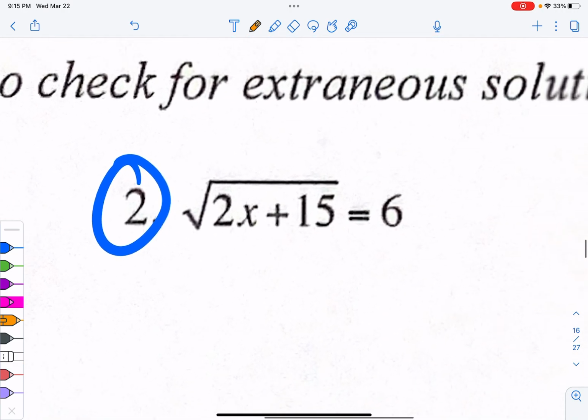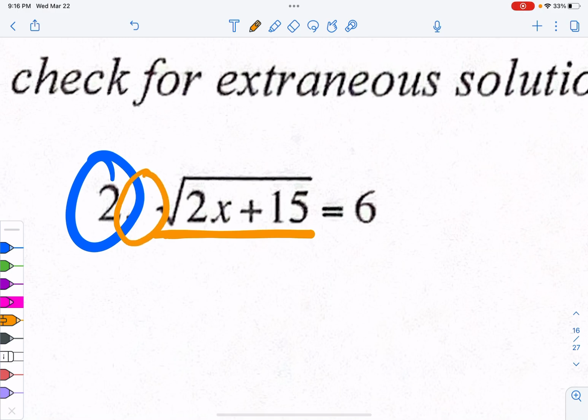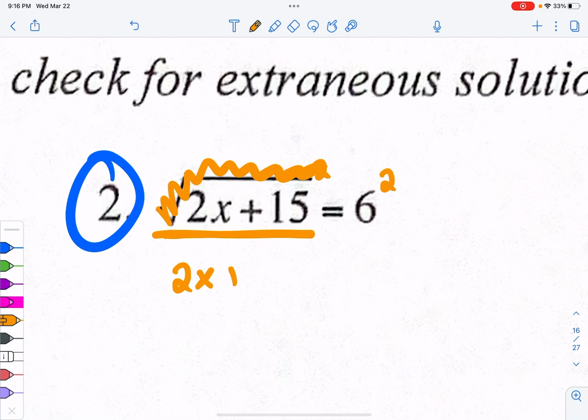Now number 2 doesn't have a square on this side, okay? But we're just going to make sure that the square root's by himself, so I don't have a number out here that I need to divide over, or a plus something on the end that I need to move over to the other side. So he is by himself, so I can go ahead and square here and square here, okay? Now the square and the square root are going to cancel just like they did on the other one. So I have 2x plus 15 just falls out. But 6, since it's not inside of a square root, we will have to square the value of 6.